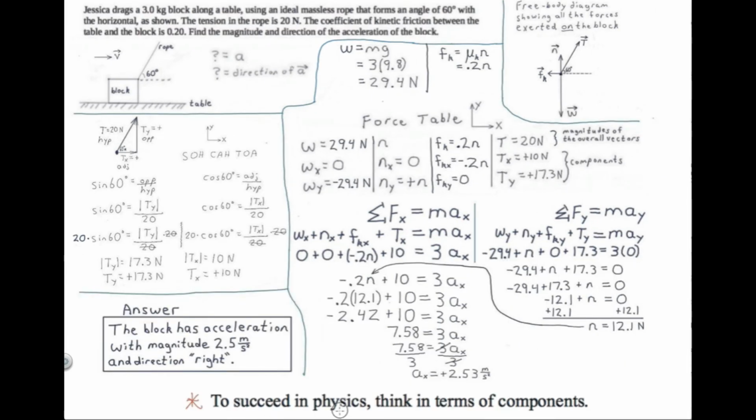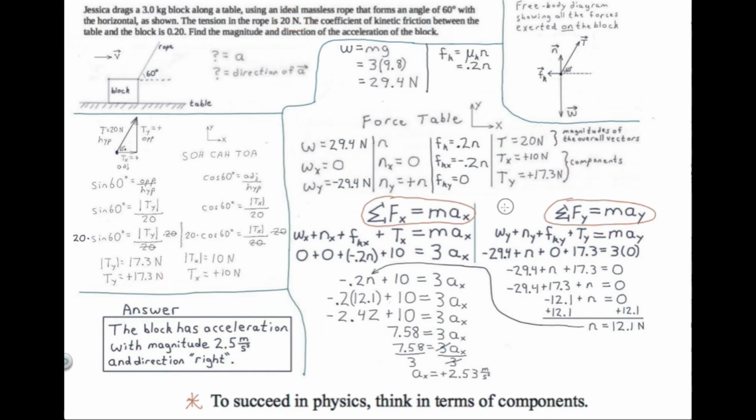To succeed with Newton's second law problems, think in terms of components. Let me ask you a question. The problem gave us this number of 20 newtons. The question is, where did we substitute that 20 newtons number into our Newton's second law equations? Well, here's the answer. We did not substitute the 20 newtons into the Newton's second law equations. Instead, we broke the 20 newtons into components. Then we substituted those components into the Newton's second law equations. That's a great example of the importance of thinking in terms of components.